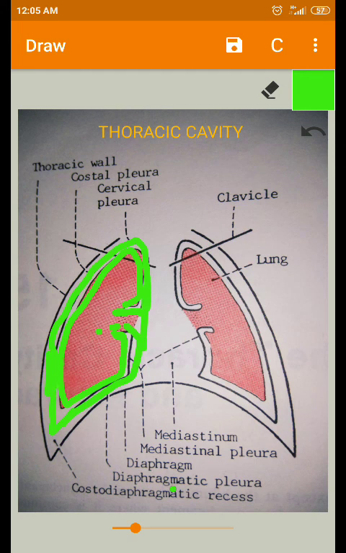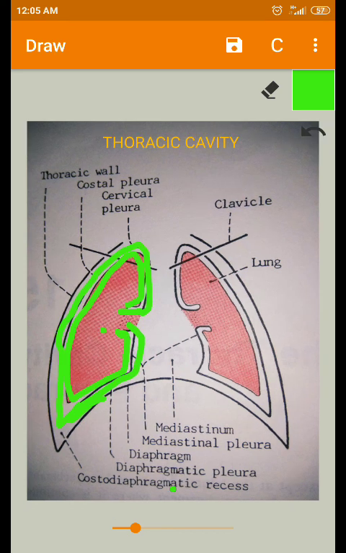On the medial side, this pleural sac is invaginated from its medial side by the lung, so that it forms two layers. One is the outer parietal layer and the inner visceral layer. That visceral layer is also called the pulmonary pleura.